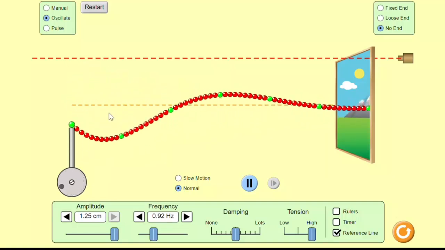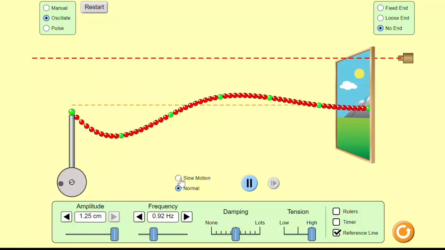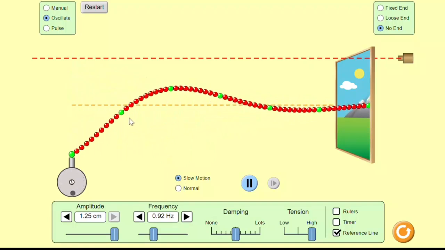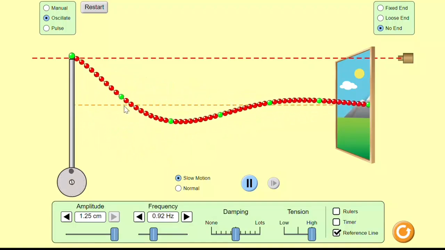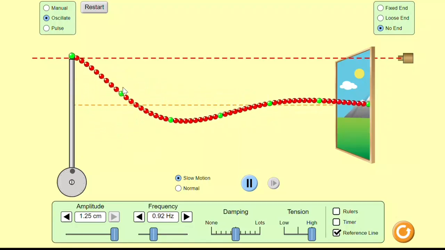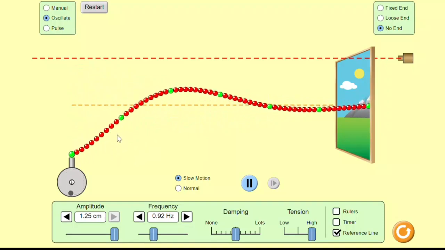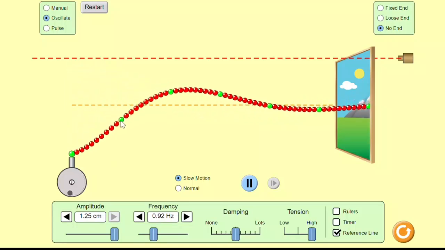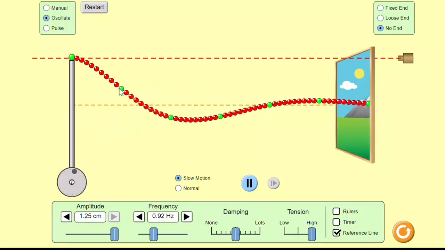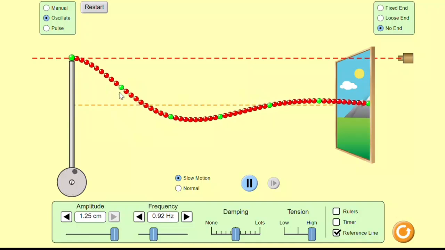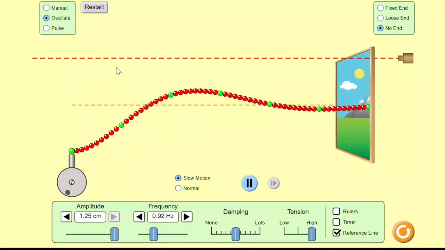So we're going to focus on these. Let's make it move a bit slow so that we can analyze with ease. Right now it's moving a bit slow. Let's focus on this green particle. Just take a look at it. The green particle is only moving down and up and down. The wave is still going to the right, but look at the green particle. The green particle only moves up and down.